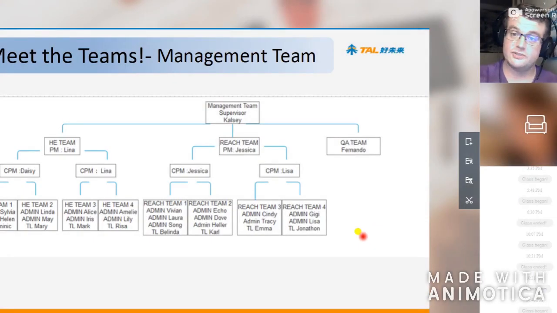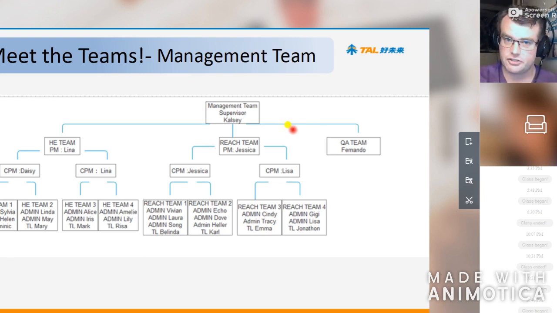On this page, you will see the breakdown of the Western Teacher Team as a whole. We are broken down into two projects, HE and REACH. We also have the QA team, which is responsible for observing new teachers within the company to make sure that everything's going okay in their classes and to make sure that the teachers are adhering to the company policy while teaching class. The Western Teacher Team as a whole is managed by Kelsey. She is responsible for the operations of the whole Western Teacher Team.